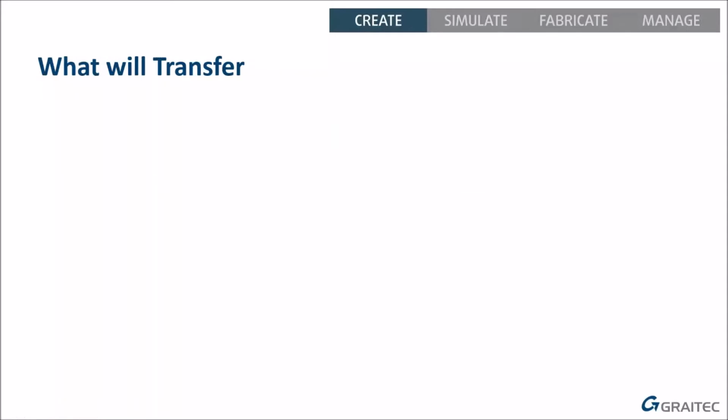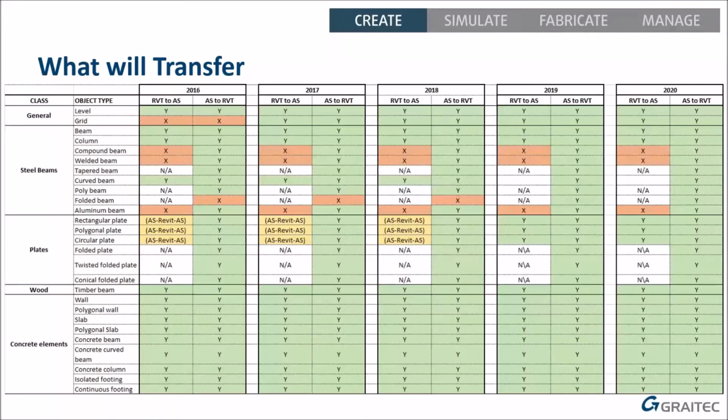Now, all of this is being shown in the PDF handout that's part of this webinar. So I'm not going to go through every line step by step, but you can see from 2016 to 2020, that should say 2021, most things do transfer. You can see in 2016 grids didn't transfer because, again, these transfer mechanisms take the Advanced Steel grids and then convert them into Revit grids. So for the programmers, that is a fairly big challenge.